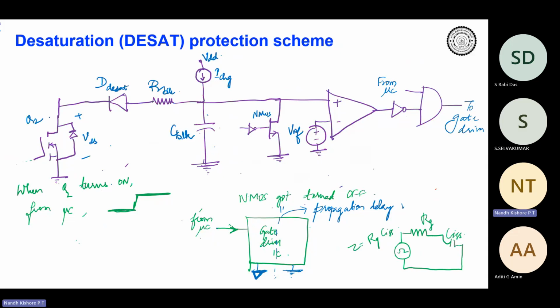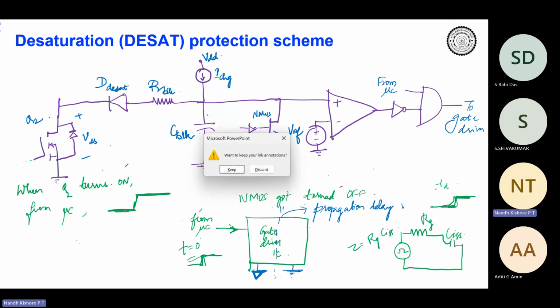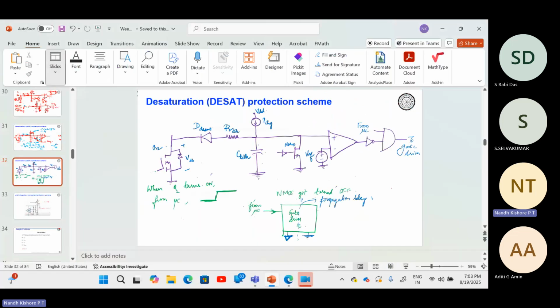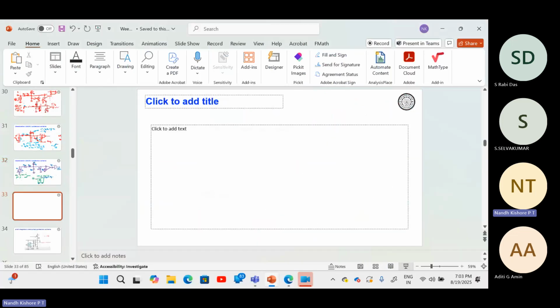From the time you give, let's say at t equal to 0, a logic high pulse from the microcontroller, to when it actually gets reflected to the device as a logic high pulse, there is some delay. Let's call this TD. Did you understand, both of you, why this delay is happening?